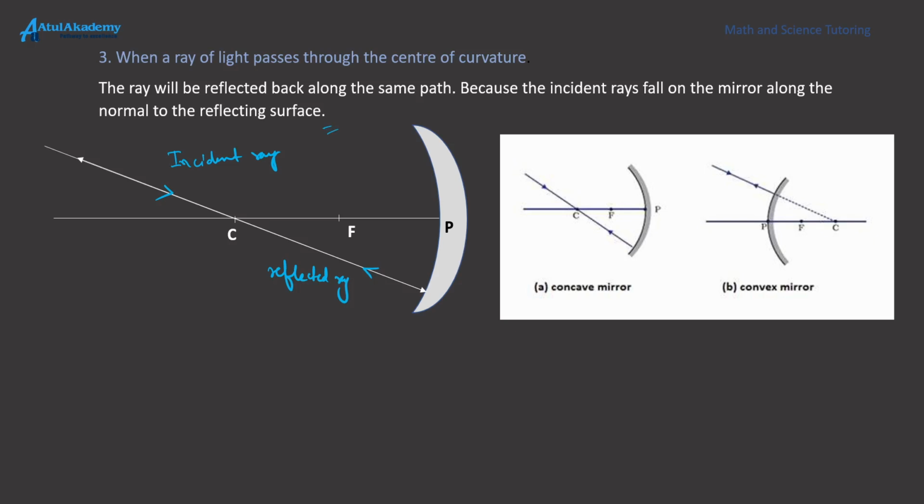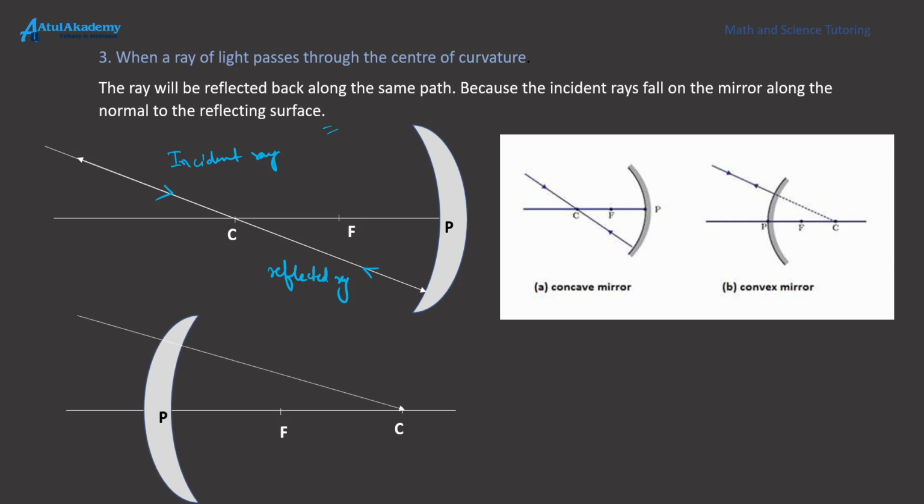Now let's check what will happen with the convex mirror. Here is the convex mirror. It appears to be incident towards the center of curvature. It is coming like that. So how will it be reflected back? Again it will be reflected back through the same path. So when a light ray is falling towards C, it will be reflected back also towards C, the center of curvature.